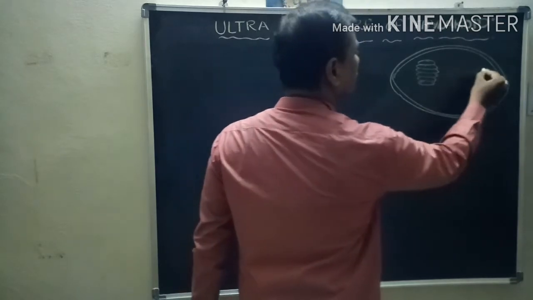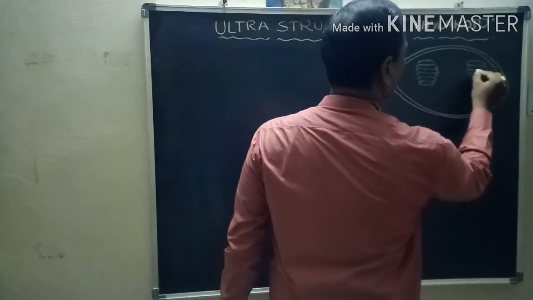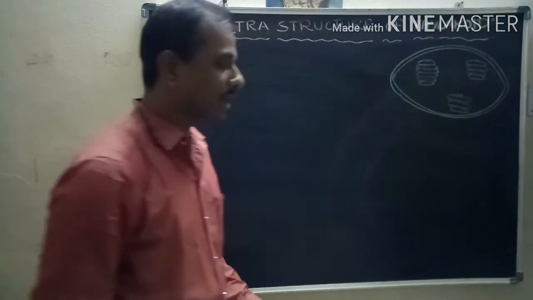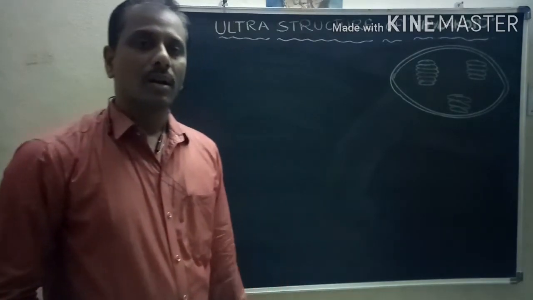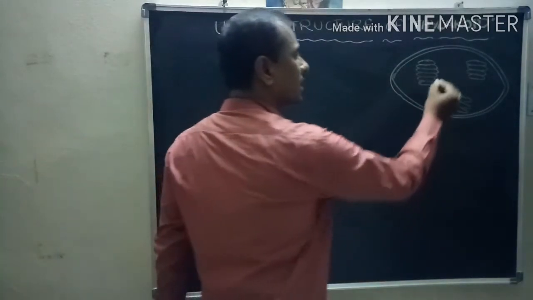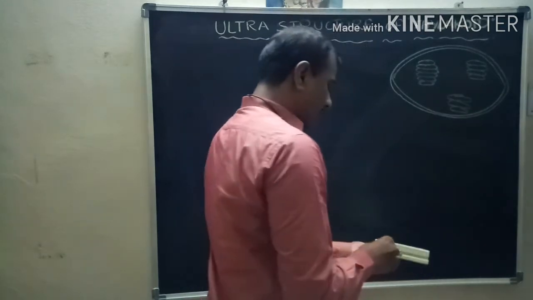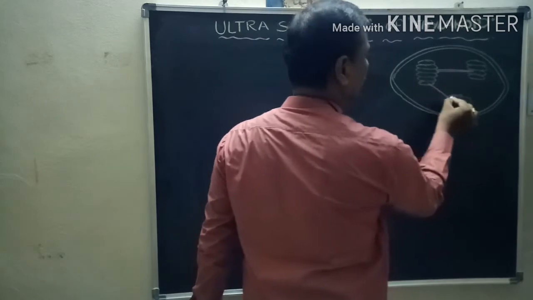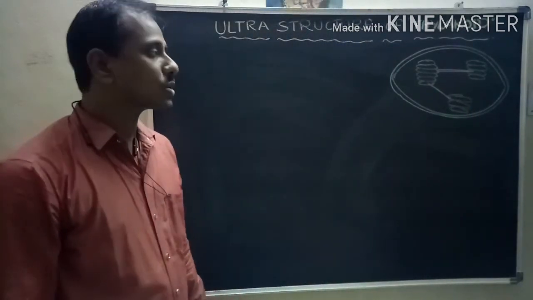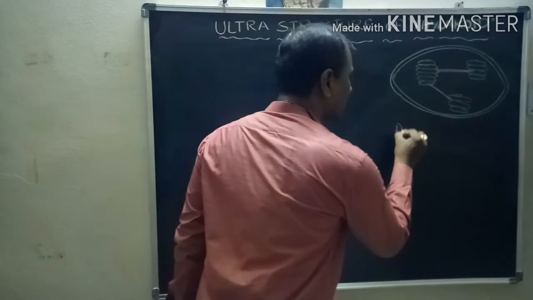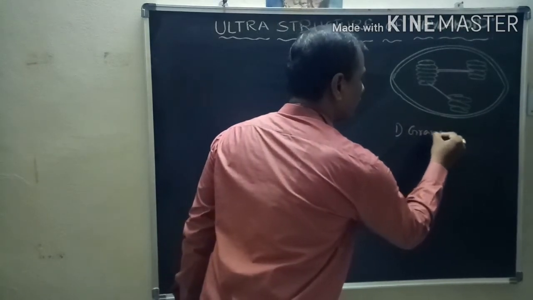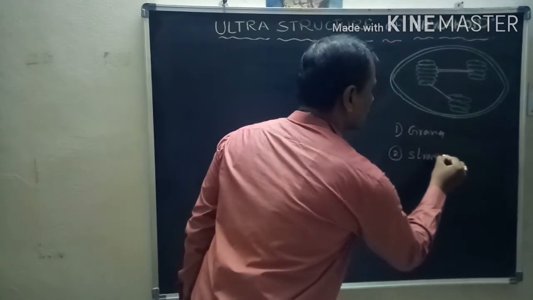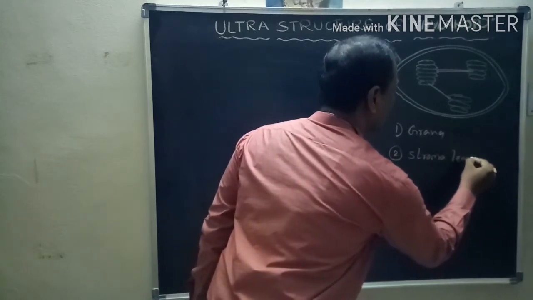This is a granum. Nearly 10 granums are present in a chloroplast. These granums are linked or connected with tubular structures. Those are called stroma lamella. The first one is the grana. The second one is the stroma lamella.